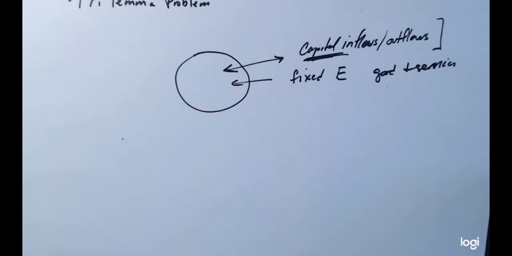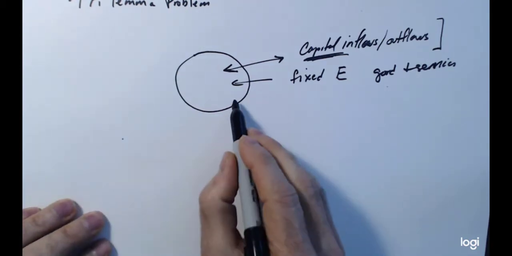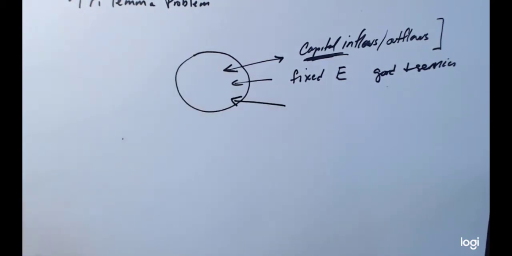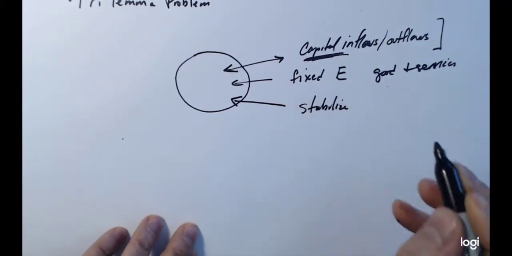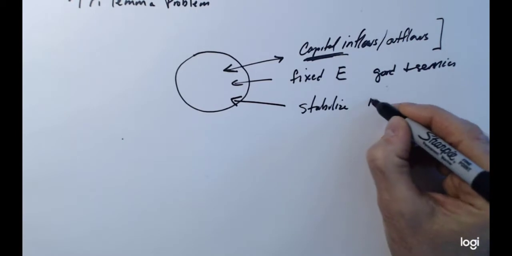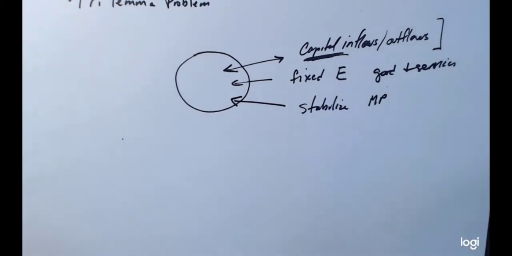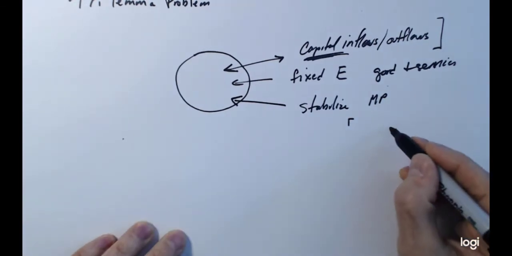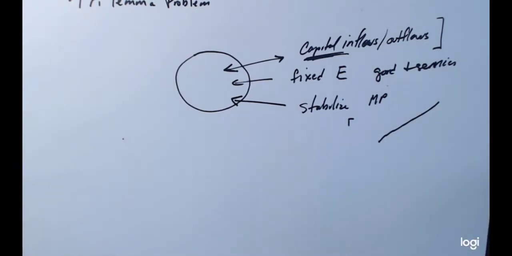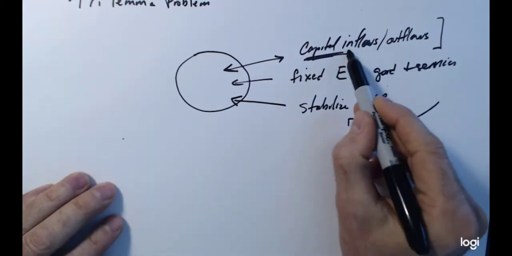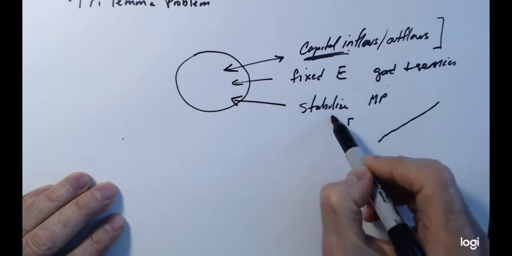Then the third thing, if you're a small country like this, is you want to stabilize your economy. To be able to stabilize it you need a monetary policy, which means you use interest rates, increasing or decreasing them, to keep your economy relatively stable over time and growing. The problem with these three scenarios is it's impossible to have all three at the same time.